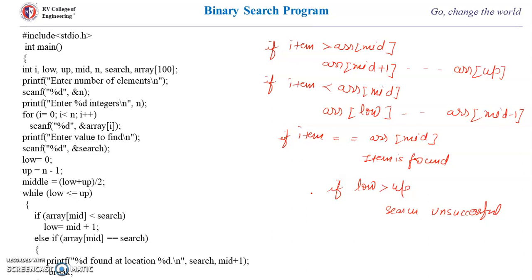Okay, so basically what we were doing, we were dividing the array into two parts, left half and right half. So based on the position of mid, we'll be comparing our item with the array mid. If item is greater than the mid element, then we'll be searching in the right half. If it is less, we'll be searching in the left half.